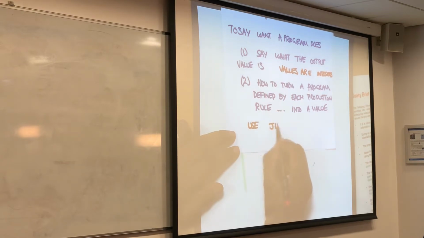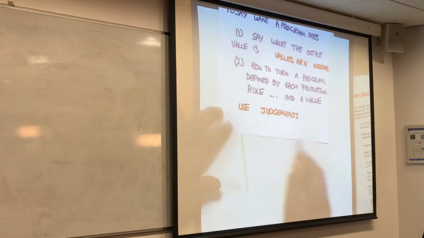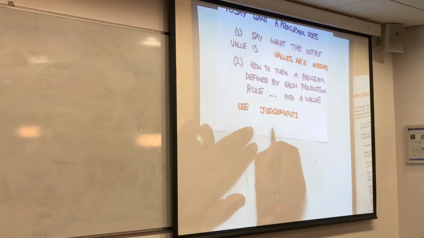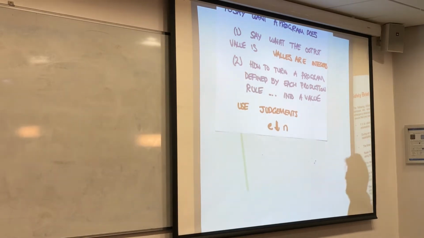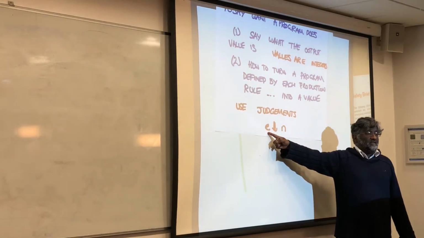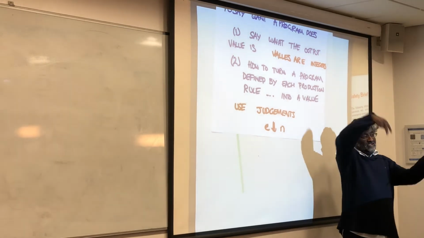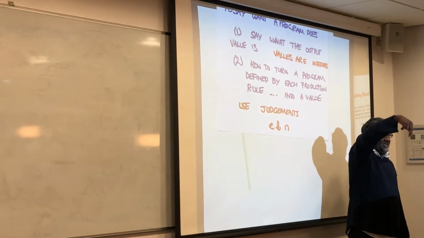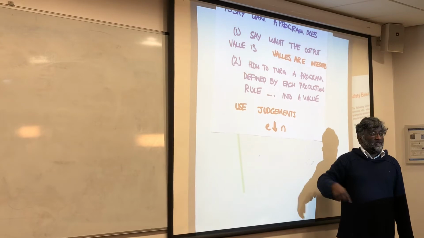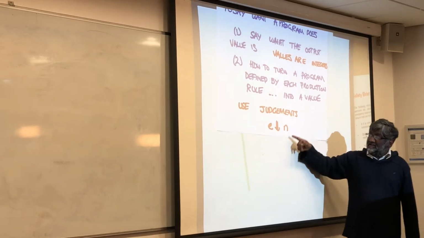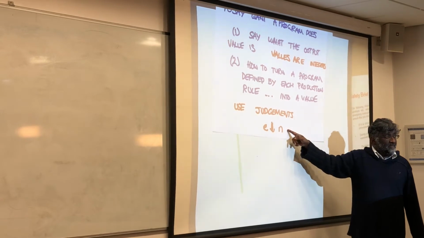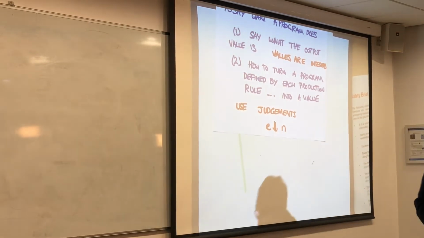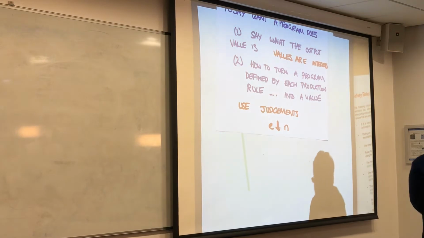we're going to have what are called judgments. And we're going to write them of the form... they're going to look like this. E, that's an expression, then an equal sign turned on its head, and then a sort of arrow at the bottom, a downwards arrow, n. So this says, this program E will evaluate to the number n, the value n. So that's what we're going to do. We're going to be writing these judgments.